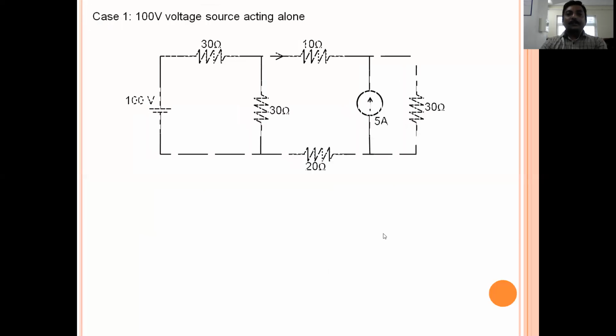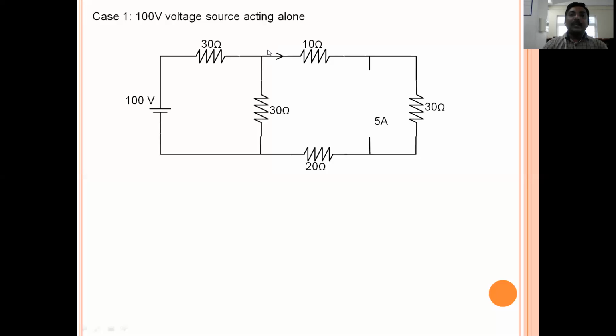As a first step, case one is the 100-volt voltage source acting alone. That means we need to deactivate the current source. How can we deactivate the current source? By replacing it with an open circuit. An open circuit means there will not be any current flow.